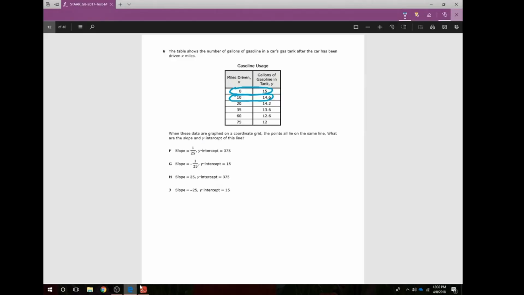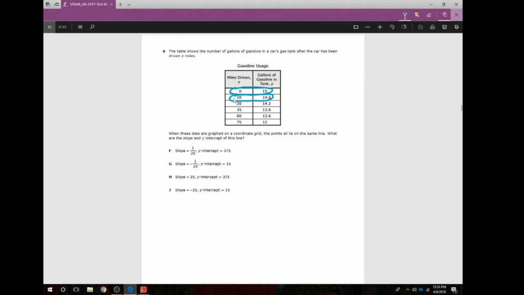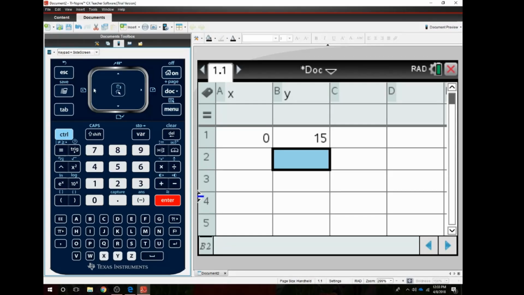So I go back to my problem. My first set of points was 0 for X and 15 for Y. So I'm going to enter this here. So 0 and 15. Notice how they go together. I don't put them on top of each other. One goes in the X column and one goes in the Y column, just like you see it on your table. My next point was 10 and 14.6. So I'm going to enter it here. 10, over here is 14.6. So I only need 2 points for my table, so I'm done entering data into my table.